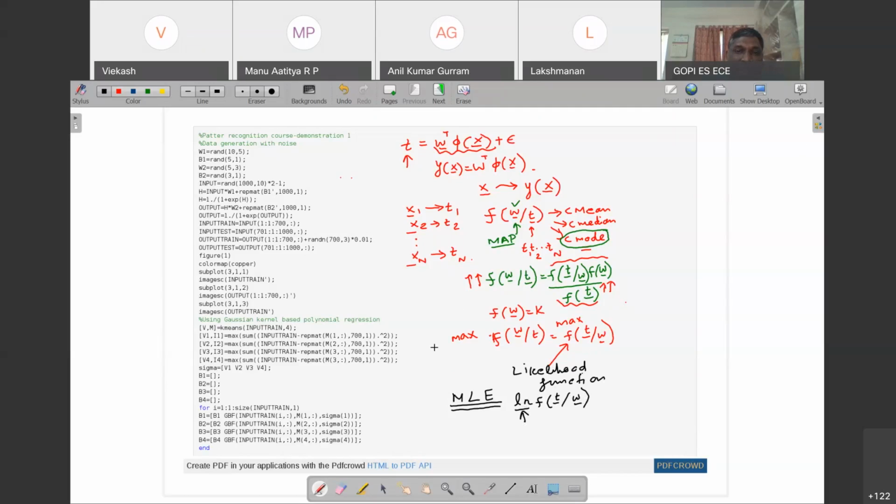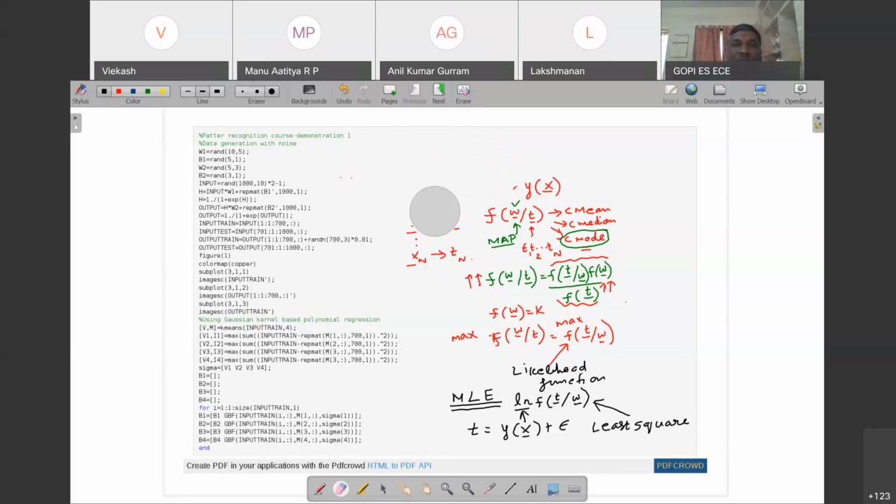And we have a very solid model for this: t is equal to y of x plus epsilon. We are able to model this as Gaussian, and hence we can find the value of this W, which boils down to what is called the least square setup. So what is that least square setup?